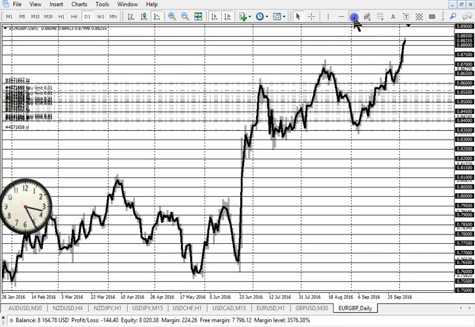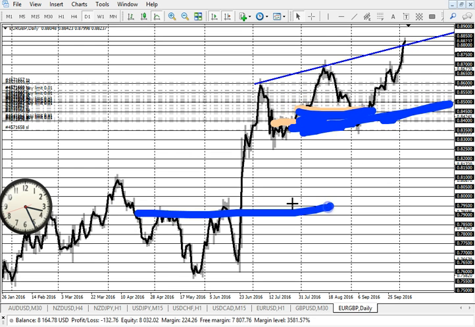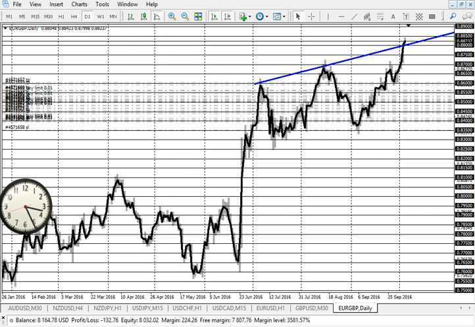Here's the euro pound touching the top of a channel somewhere, breaking through it right now, hitting that target. So that thing really took off to the races there. Could have got in that pullback down in here. Would have been a great entry. Yeah, that thing's off to the races.